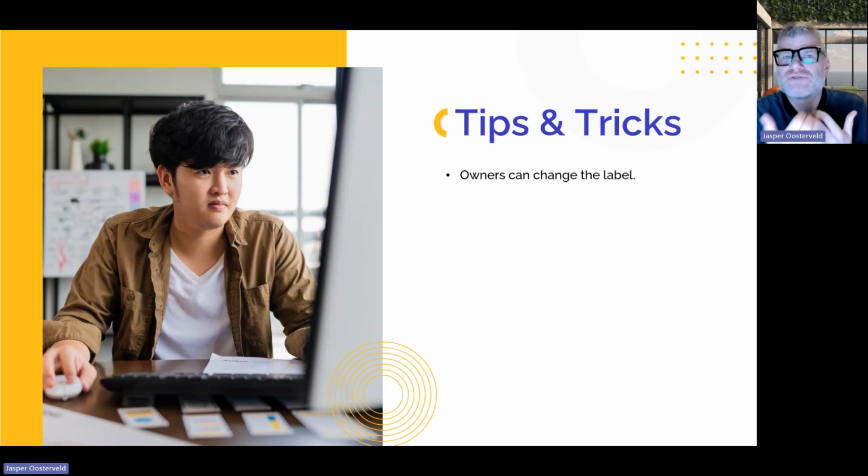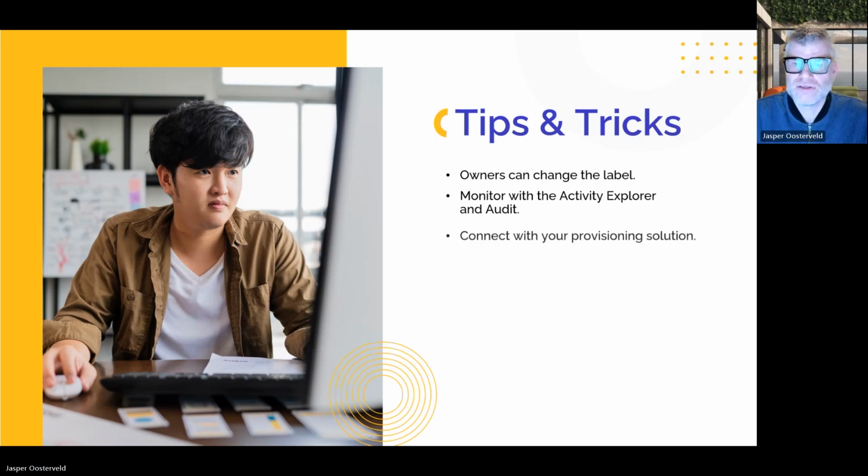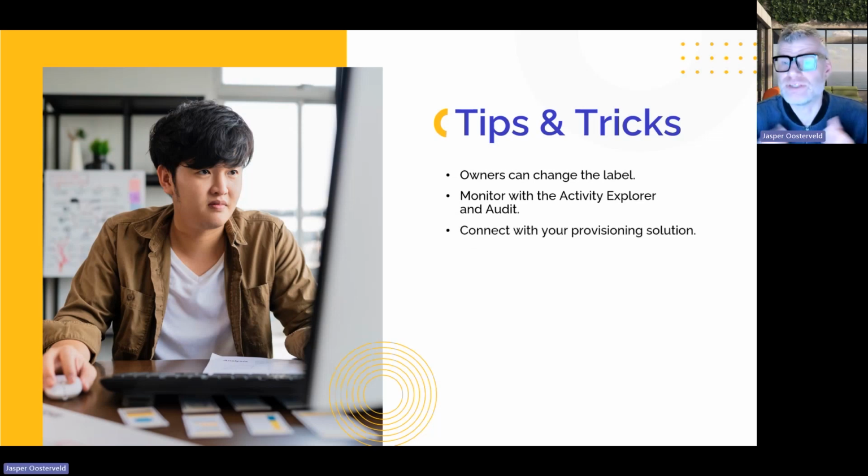So what you can do is, for example, only publish these labels to one account. That means only the person with that account, or the provisioning account, can change it to other labels, but the owners can't. There's always a way to monitor it though. You can use the Activity Explorer or the audit to see which employees actually changed the label. Like I mentioned before, you can connect this with your provisioning solution. There's no problem at all.